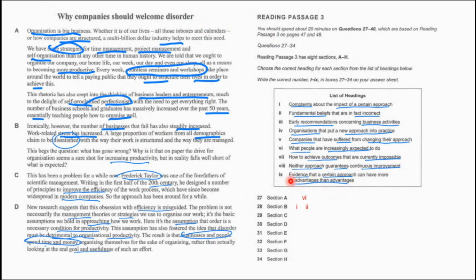Here the ninth question, they are talking about evidence, but here they are not talking about any evidence, and they are not talking about advantages, something like that. So our probable answer should be first or second.